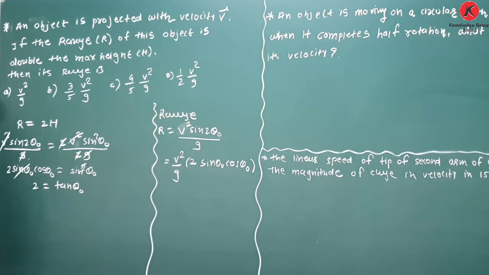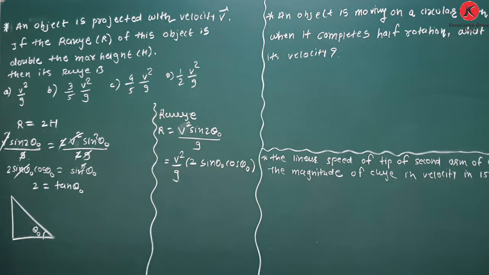Now, from tan theta 0 is equal to 2, how to write? See, if you know basic trigonometry, it is a right angle triangle. If this angle is theta 0, tan theta means, as in the previous question we have observed, opposite side upon adjacent side. Yes or no? Tan theta means opposite side upon adjacent side.